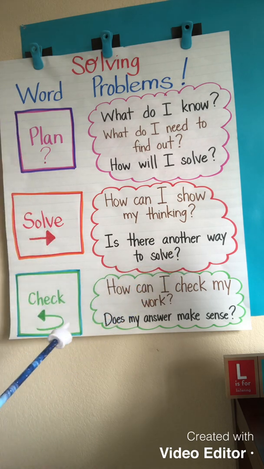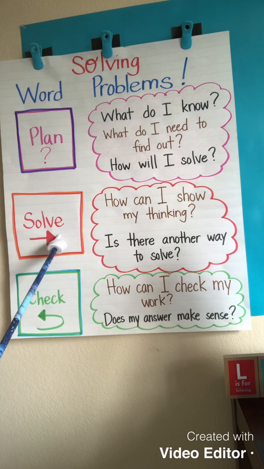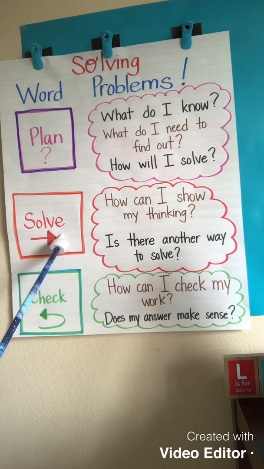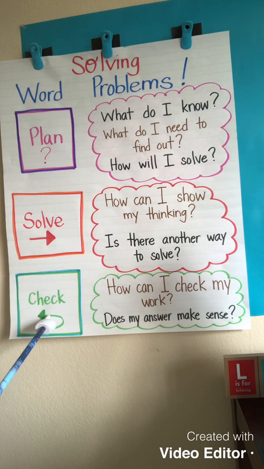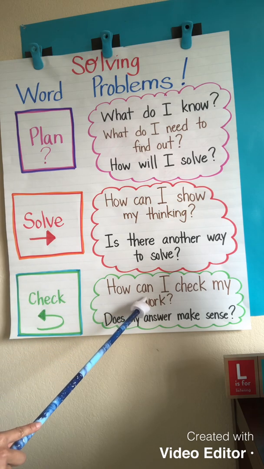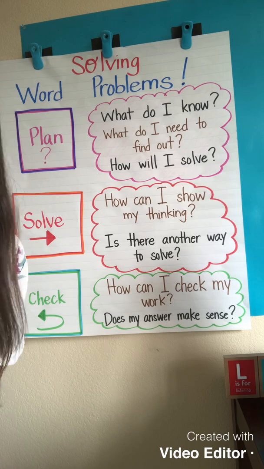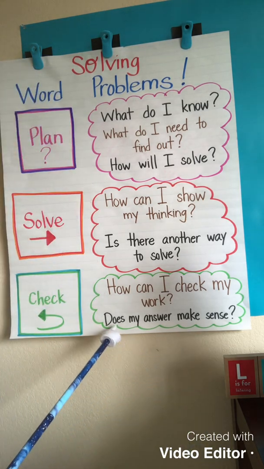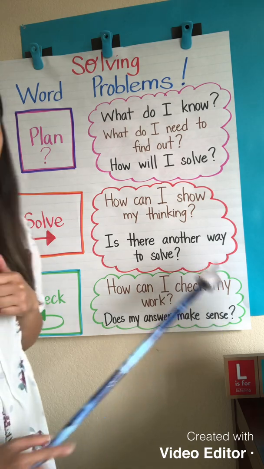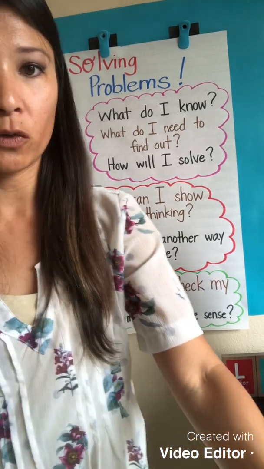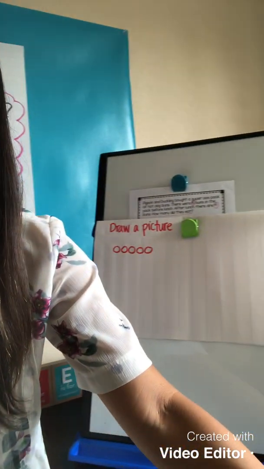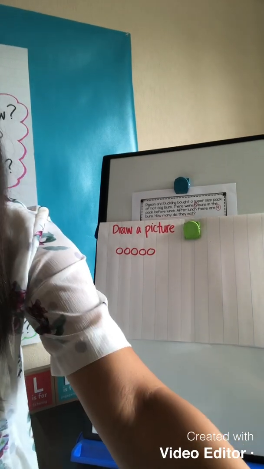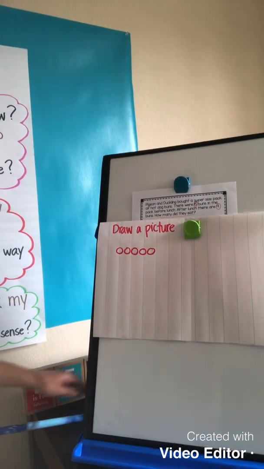Okay, so the last step after you've had a chance to plan and to use a strategy to solve the word problem would be to check your work. And that might mean using a different strategy to solve the same word problem. And then also asking yourself, does my answer make sense? So let's take a look at a word problem and see if we can double check our work.